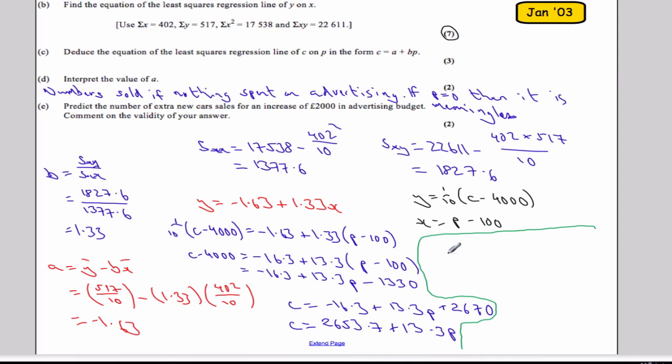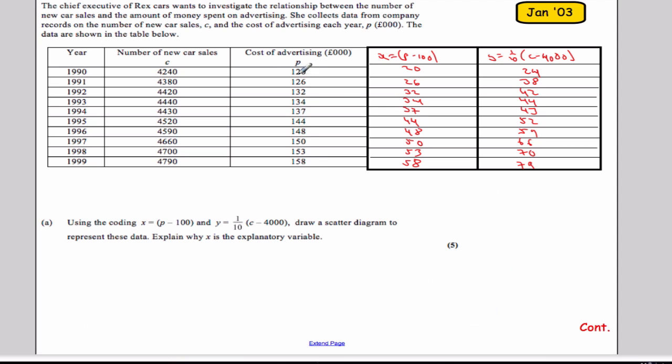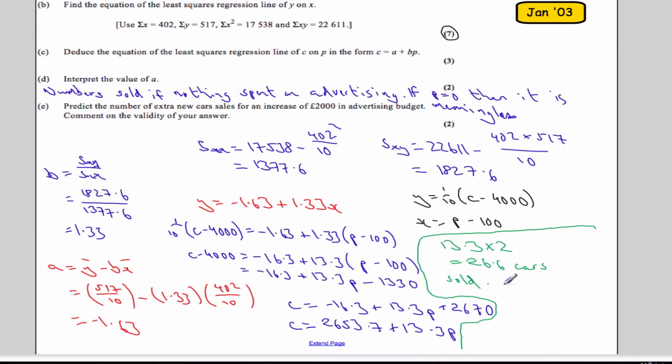So what's going to happen? We'd end up with 13.3 multiplied by 2, because it says 2,000. So 13.3 times 2 is going to be 26.6 cars. So 26.6 cars sold. And if we notice, 2 is well outside of the range of data collected. So it's extrapolated. Therefore not reliable.